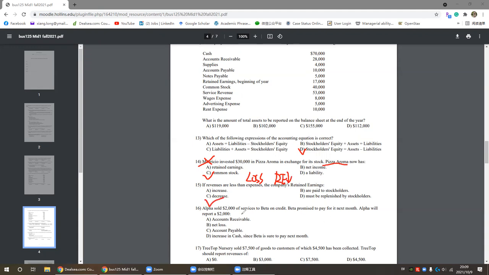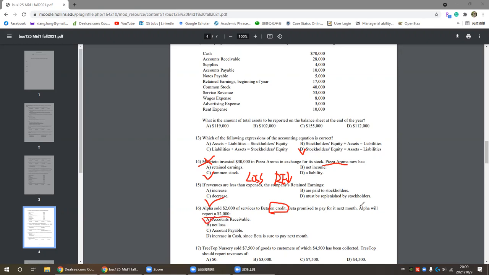Okay, and the next question, Alpha sold 2,000 of service to Beta on credit. Whenever you see on credit, you know this is when we talk about account payable and account receivable. And Beta promised to pay next month. Alpha will report 2,000 as what? Because Alpha sold these things to Beta and Beta did not pay yet, Alpha should consider it as account receivable. The answer will be A.